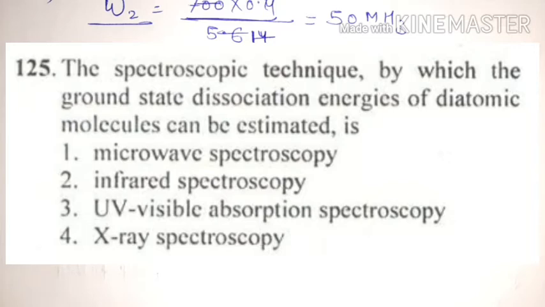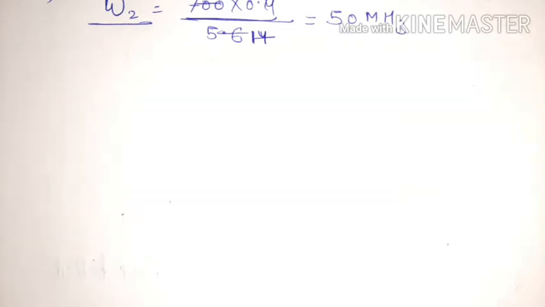Your infrared spectroscopy is used in the estimation of ground state dissociation energy of diatomic molecule. Infrared spectroscopy is used for this estimation. Okay, very direct question, and this question is also coming for 4 marks. Understand? Okay, so let's move towards our next question.